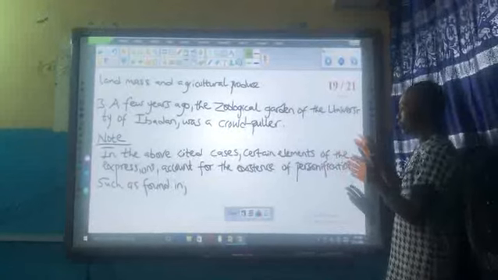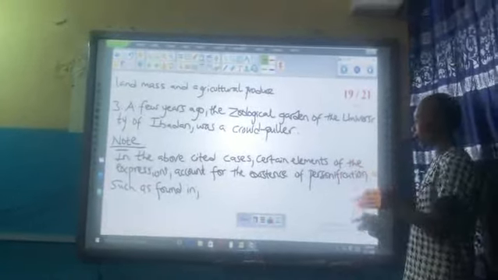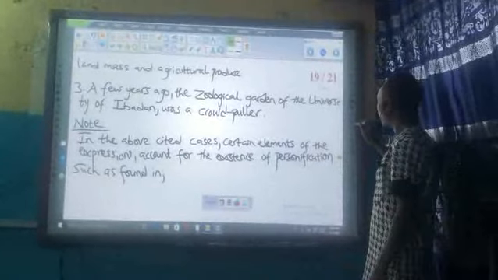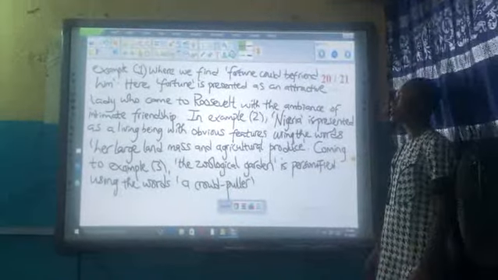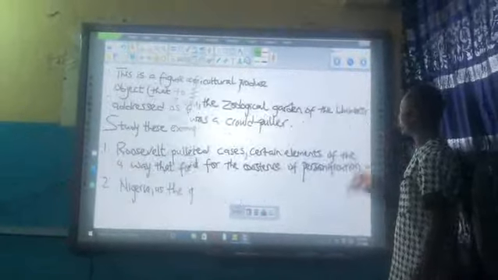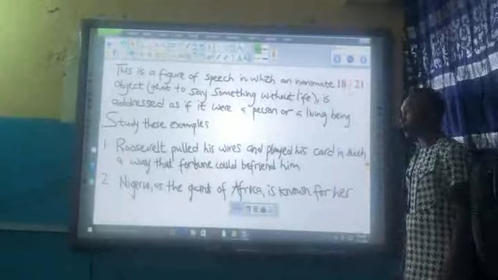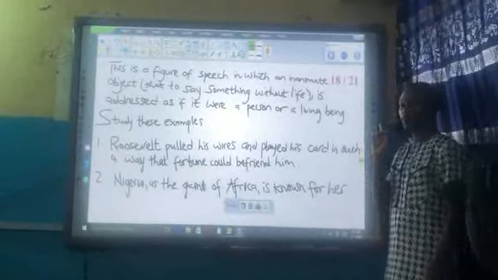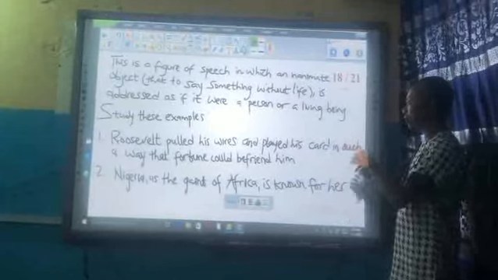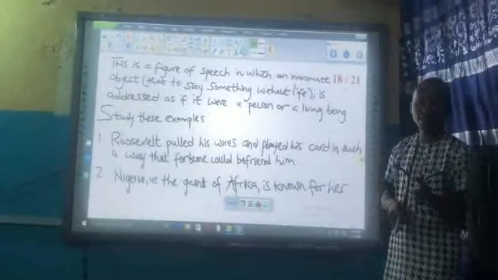Coming back to this example as to what accounts for the existence of personification in each of them. Now, example 1 reads, Roosevelt pulled his wire and played his card in such a way that fortune could befriend him.